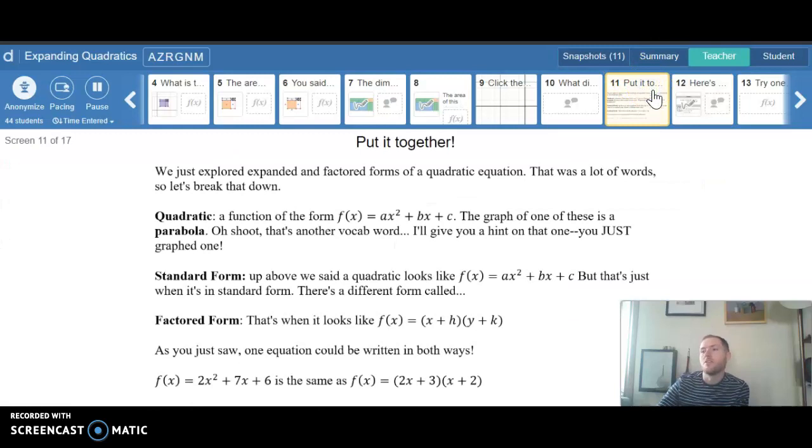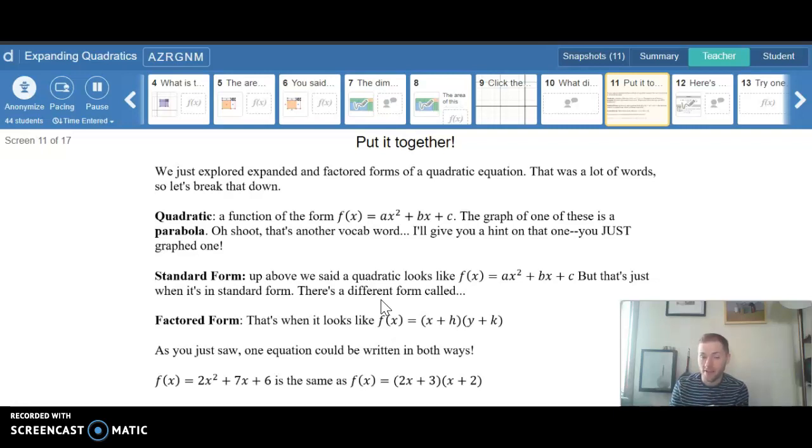Before we move on to screen 12, using these vocab words in the activity that you're working on now, there are two screens. One asks you to try to write an equation in standard form, and one asks you to write it in factored form. So just any standard equation and any factored form equation. So pause here, take a moment to do that.